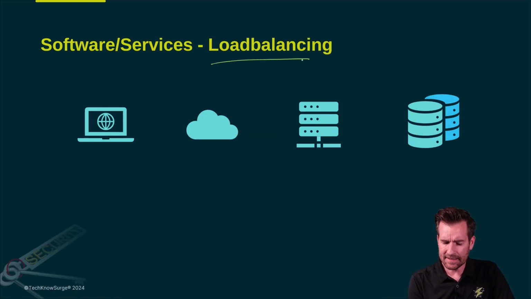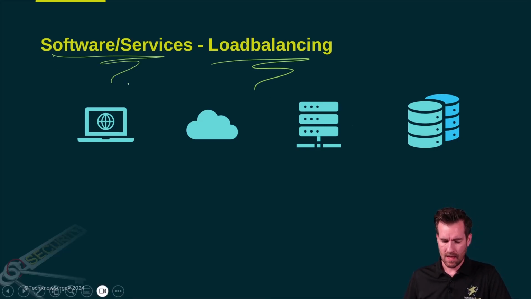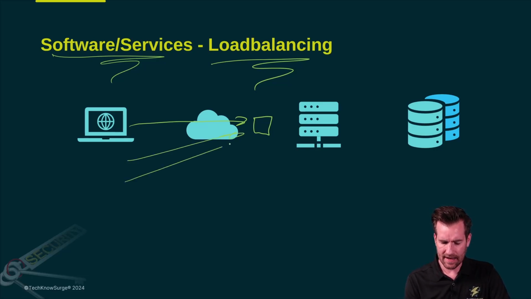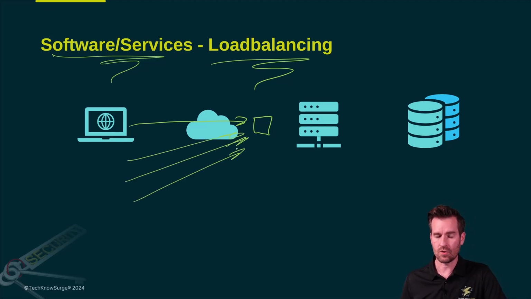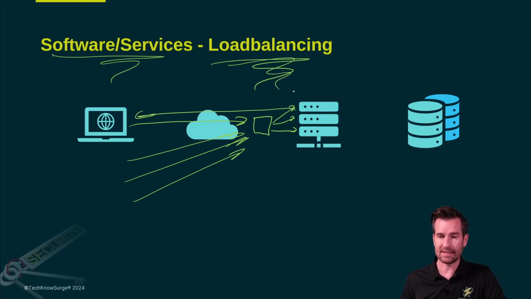Load balancing is another way to accomplish software and service redundancy. The purpose of a load balancer is to distribute the connections that are coming in from a lot of different users. The load balancer will choose one of these servers to send the request off to, which will then respond to that client. That's load balancing technology.